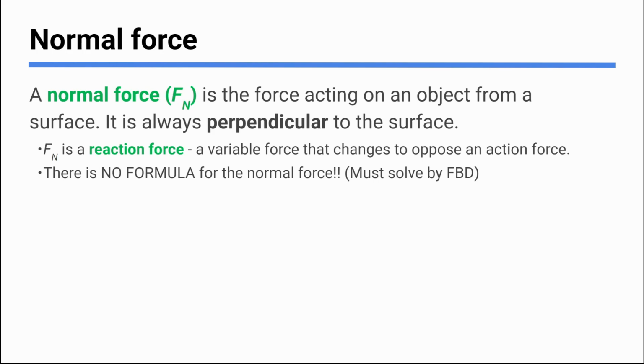It is called a reaction force, and there's a couple types of forces like this that we'll see. But what that means is it's a variable force. It can change in response to what's going on, to oppose what we call an action force sometimes. Okay, so we'll look at some examples, but there is no formula for the normal force. This is an important thing.